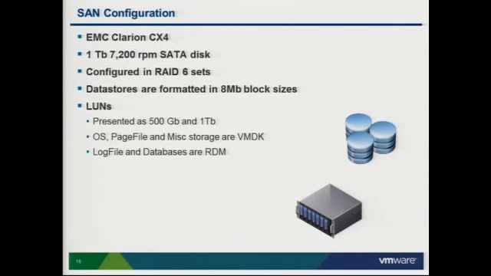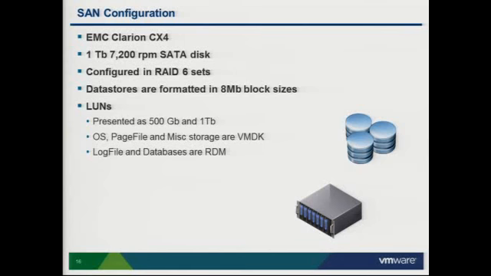So SAN configuration. We're running EMC Clarion CX4, again with 1 terabyte, 7.2K RPM SATA disks. We configured our disks in RAID 6 sets, and now all of our data stores are formatted in the 8 megabyte block size.